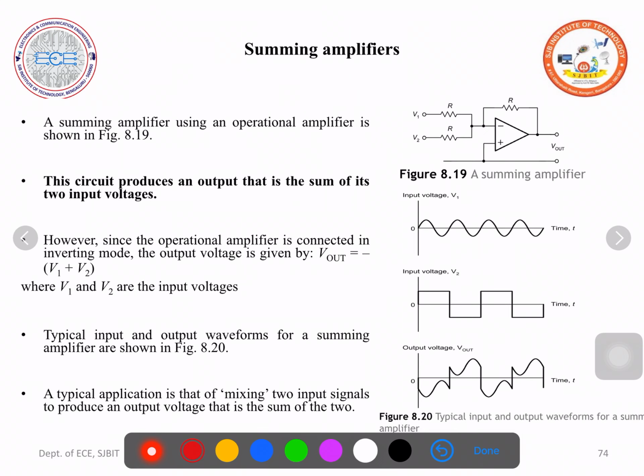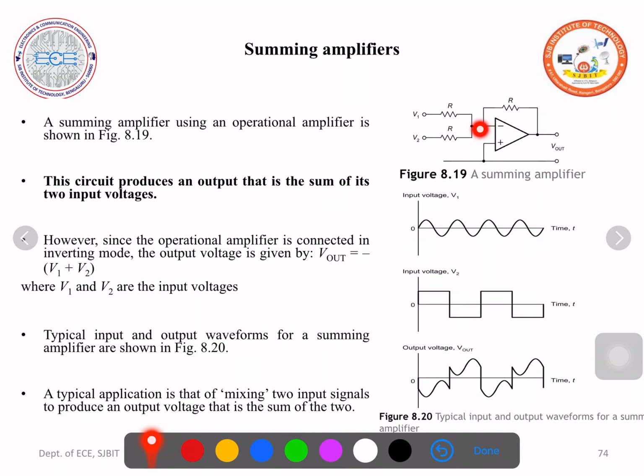Then the summing amplifier, which can also be called an adder. It adds two signals, two voltages. This circuit produces an output that is the sum of its two input voltages. The circuit is the operational amplifier. The non-inverting terminal is grounded as usual.